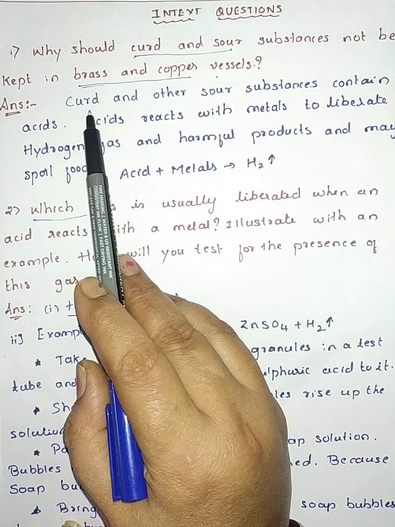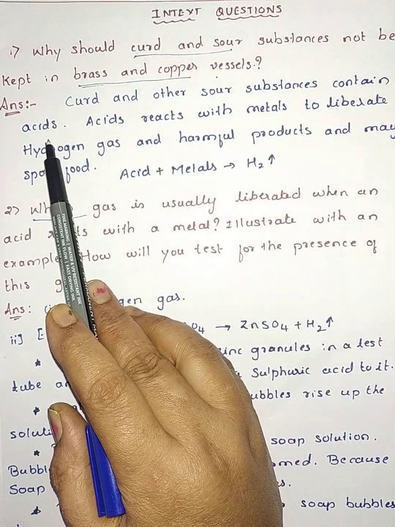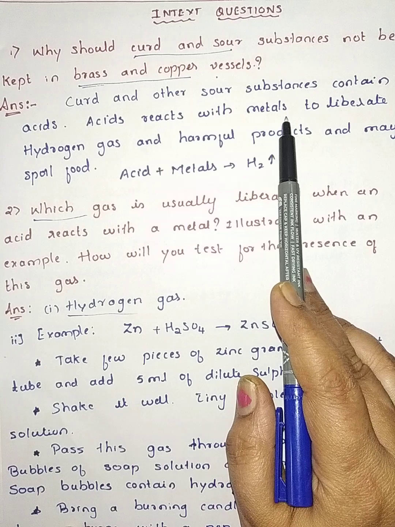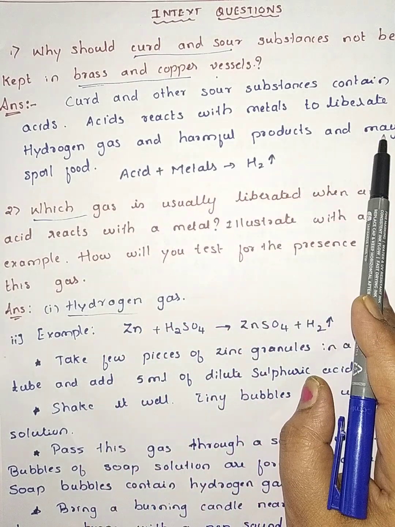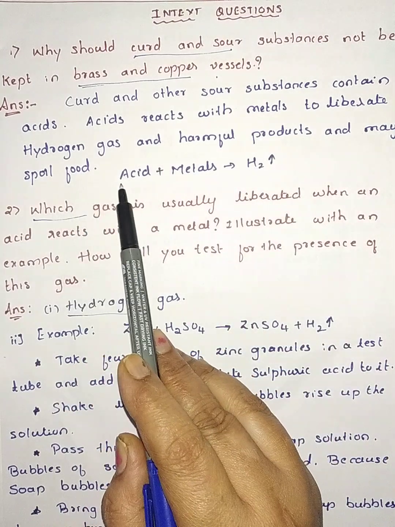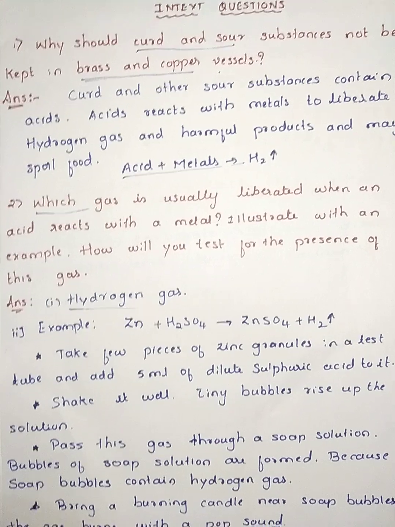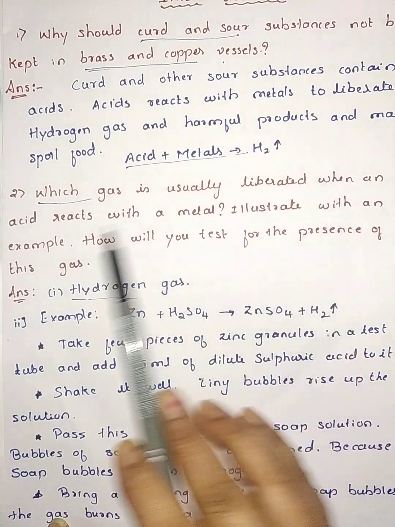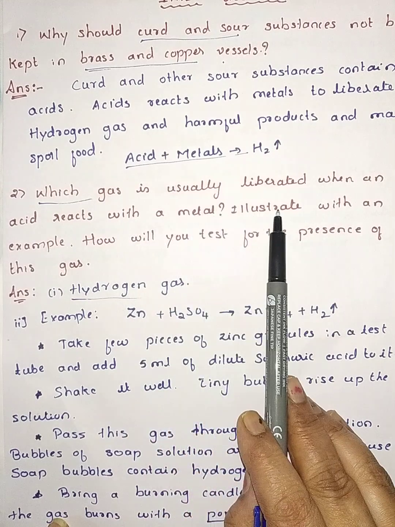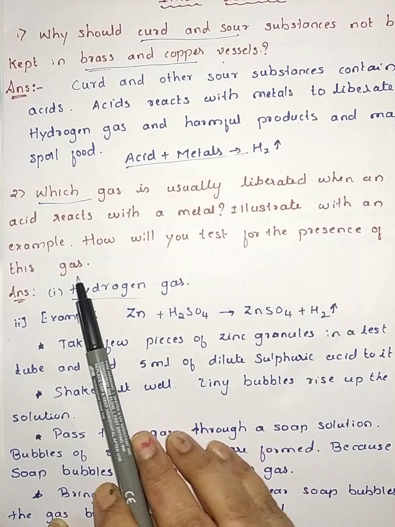So how to write the answer? Curd and other sour substances contain acids, and acids react with metals to liberate hydrogen gas and harmful products and may spoil the food. This is the first question. And the second question is, which gas is usually liberated when an acid reacts with a metal? Illustrate with an example. How will you test for the presence of this gas?